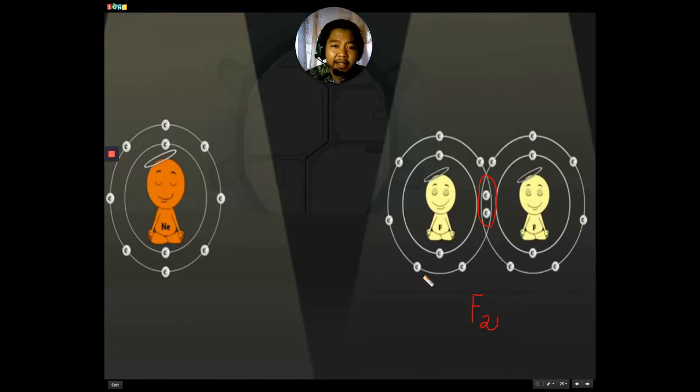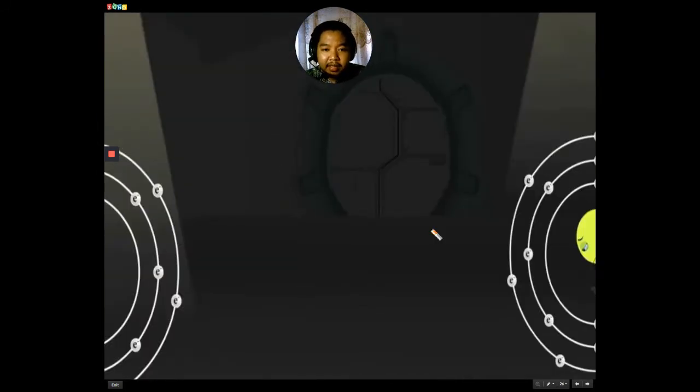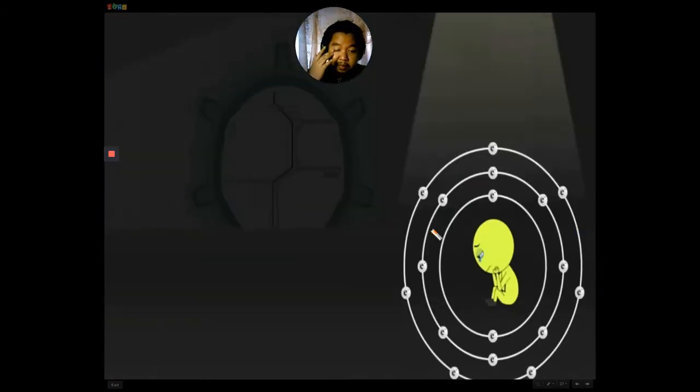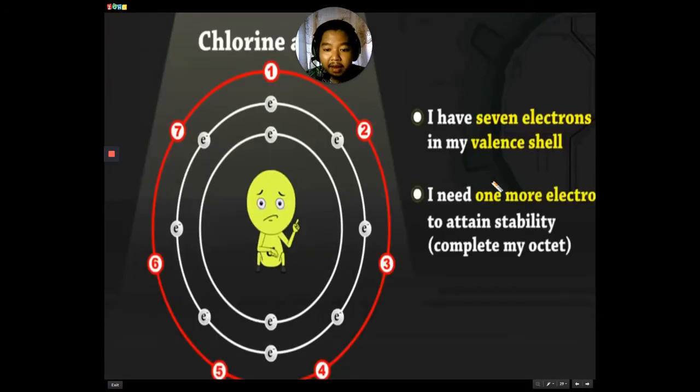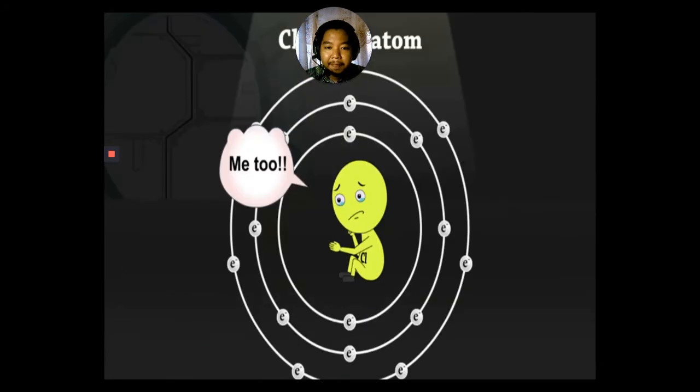Alright, one of the diatomic elements. So you have no fear on ice-cold beer. So F for fluorine. Hopefully it makes sense. Other elements would do the same. Say for instance chlorine. It has 7 valence electrons as well. So what it's going to do is look for another pair. The chlorine atom would say, I have 7 electrons in my outermost shell, I need one more electron to attain stability. The other chlorine atom would be the same.